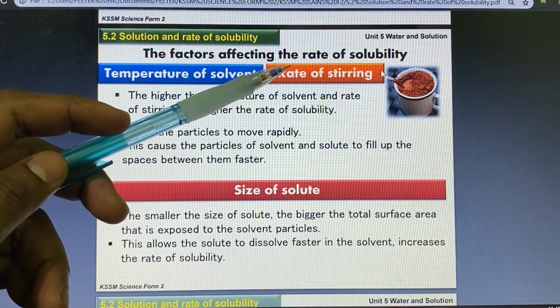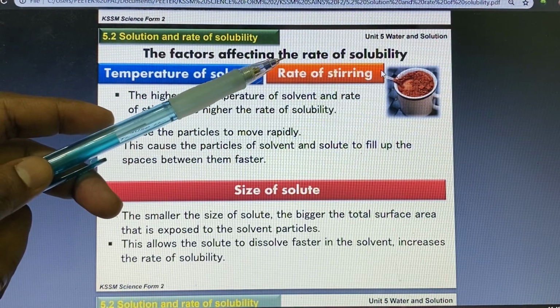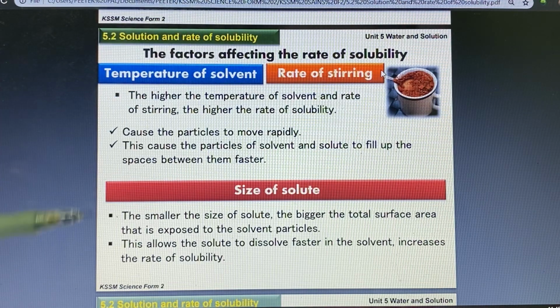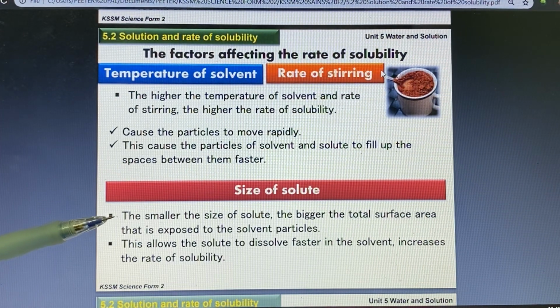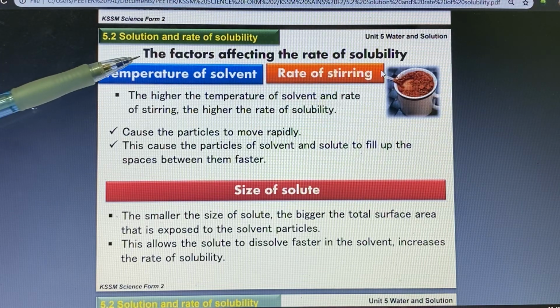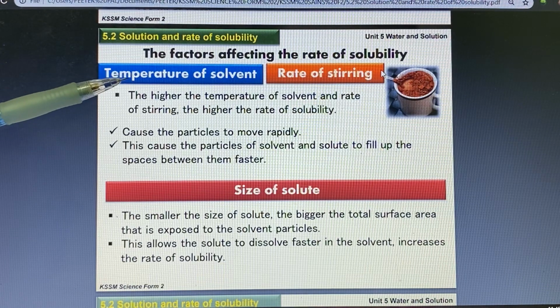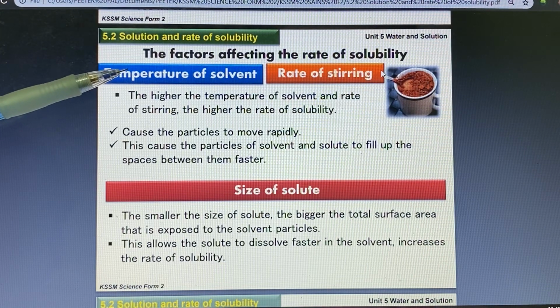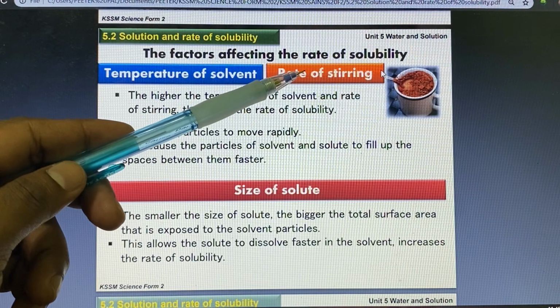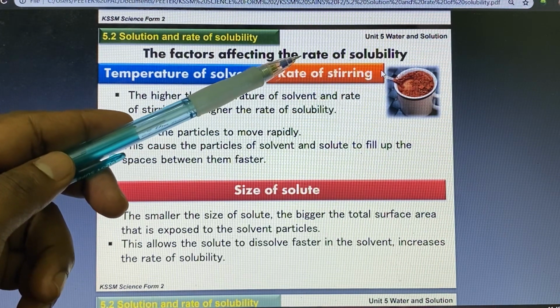If you increase the rate of stirring, you stir faster, the rate of solubility will increase. And the third factor is the size of solute. When your solute substance is very tiny and small, in a powdered form, it will dissolve faster. So the factors affecting the rate of solubility are temperature: the higher the temperature, the higher the rate of solubility. Rate of stirring: the faster the stirring, the higher the rate of solubility.